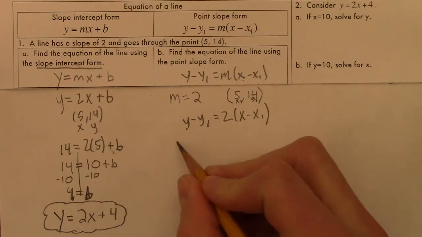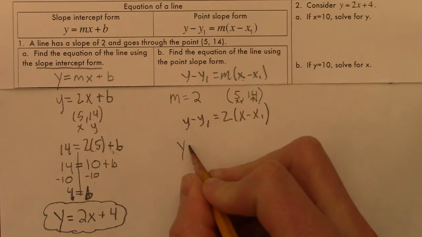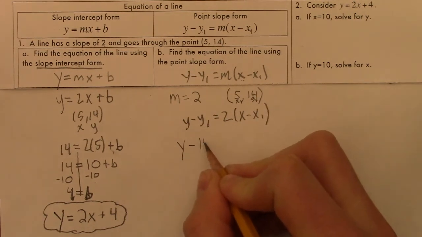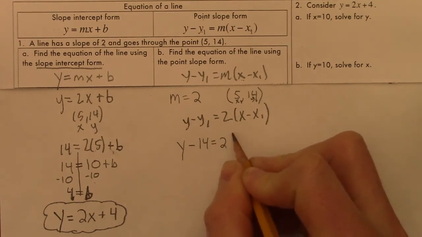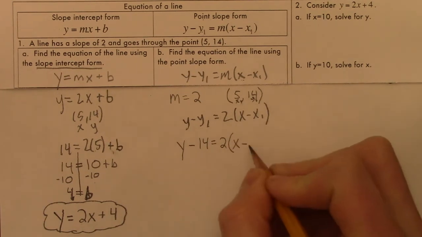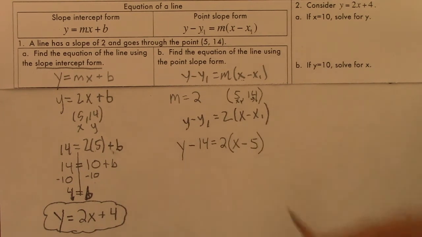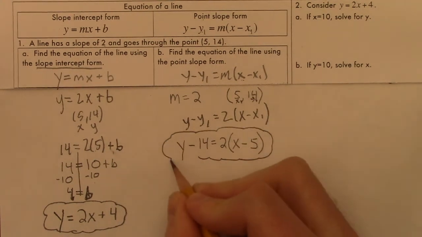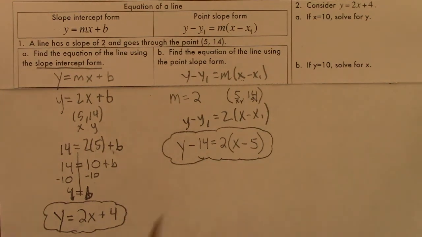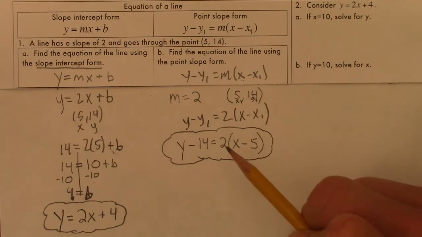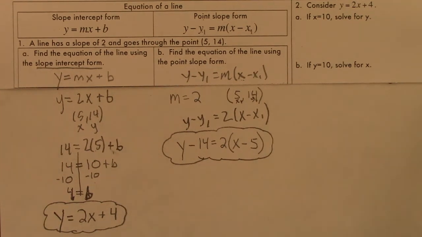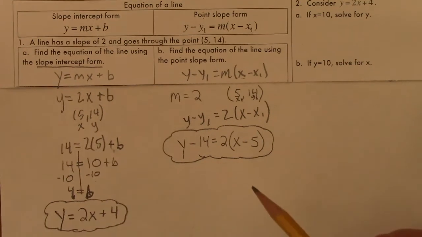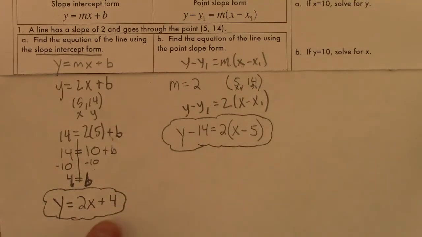Okay, so we got y. We write our y's differently. y minus 14 equals 2 times x minus x sub 1. And that's done. Actually, that's done. So you could, I mean, this is it. This is the formula of the line that has a slope of 2 and goes through the point 5, 14. You can kind of see the point slope form. Here's the slope. Here's the point. But let's just solve this out to prove to our audience that it's the same equation.